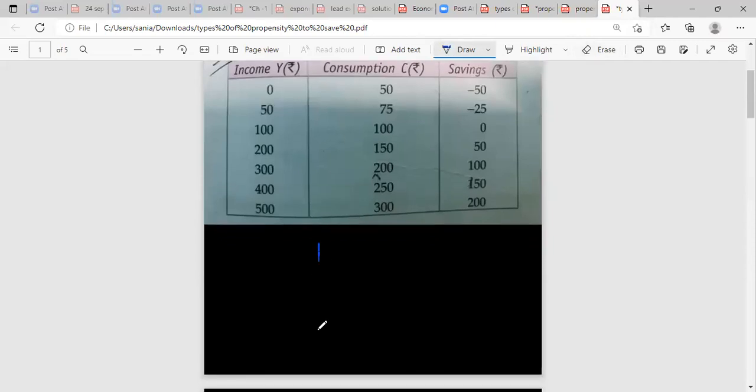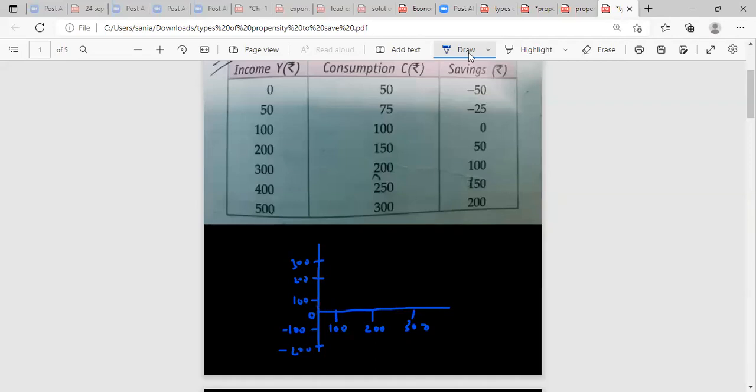Okay. See, this is going to be your graph. Here you are going to plot 100, 200, 300 like this. Here also 100, 200, 300. Here minus 100, minus 200. Why minus? Because your savings are negative, that's why you plot it like this. Now for zero income, you have 50 consumption. For zero, you have 50.